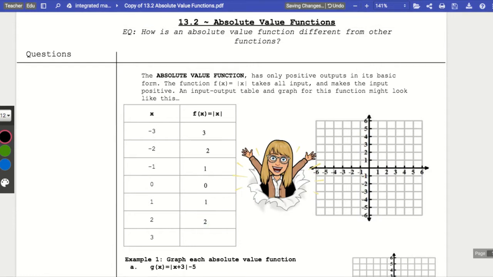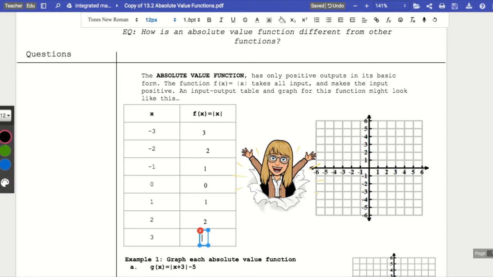And what you're going to see is that the data makes this V shape. So I got 3, 2, 1, 0, 1, 2, 3. So it goes down, then builds back up. And notice how all of those values are positive.